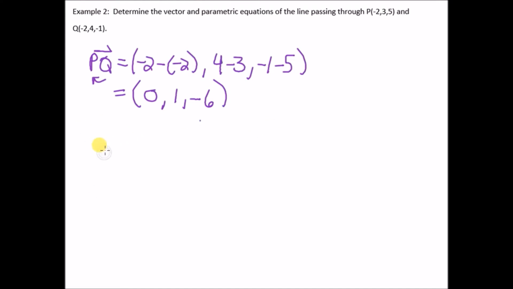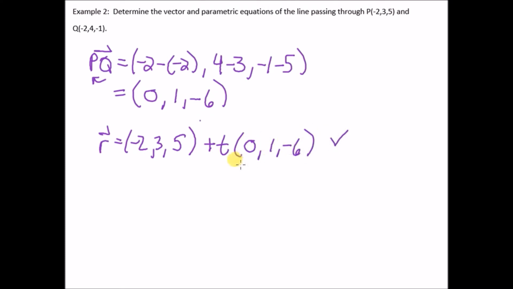Okay, so all we need for a vector equation is a point. So let's just put point P, -2, 3, 5. And it doesn't even matter which one we choose, P or Q. And then plus some parameter, and then our direction vector. That's done. Okay, so there's our vector equation.